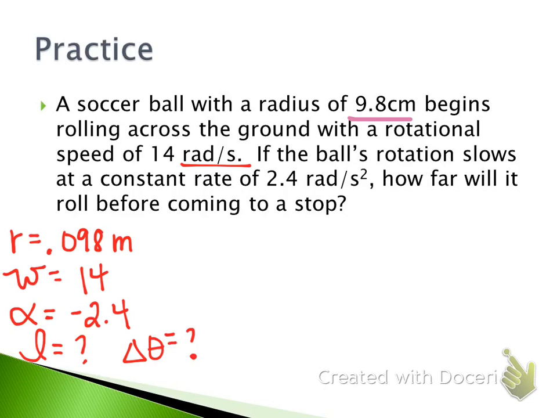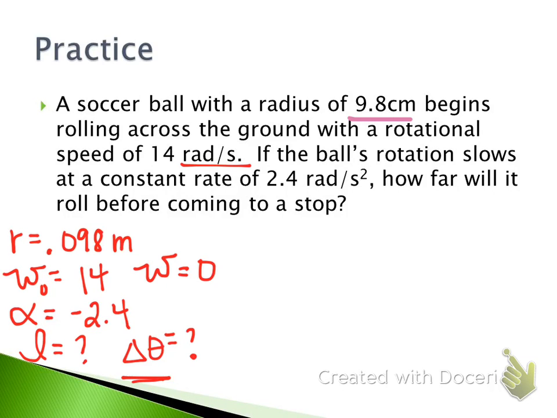It's also important for us to see that since it's coming to a stop, our final angular velocity should be 0, which means our 14 is really our initial. We need to go ahead and put that subscript in. Alright, so now that we've got all of our variables in consideration, we need to look at those angular kinematics equations to determine which one we can use to help us solve for theta.